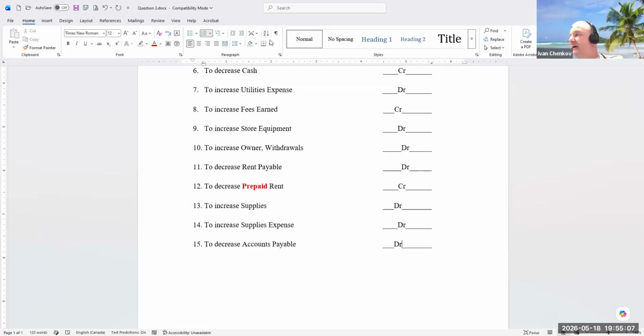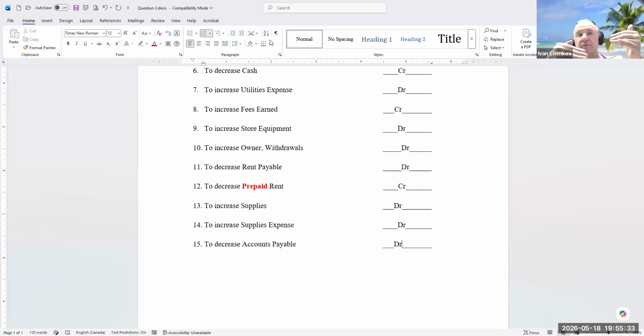Listen, this is a very, very important part of the accounting process. You need to understand first what kind of account this is. Does it belong to assets? Does it belong to liabilities? Does it belong to equity? On the side of debit and credit, what's the normal balance of this account? Is it debit? Is it credit?